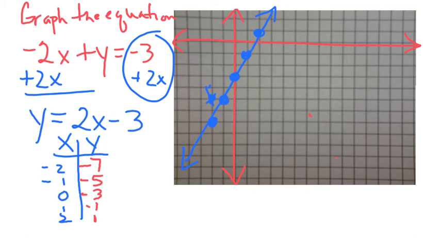Also, don't make a little short line, make a nice long line, because you're trying to show that that line goes on forever and ever. Now you have graphed the equation negative 2x plus y equals negative 3. And you are done with this problem.